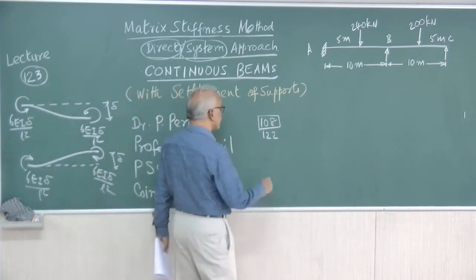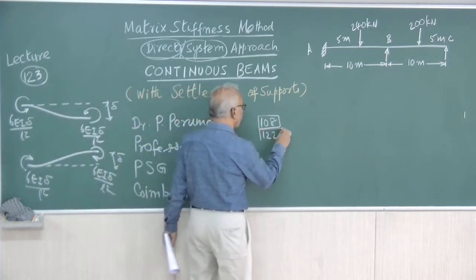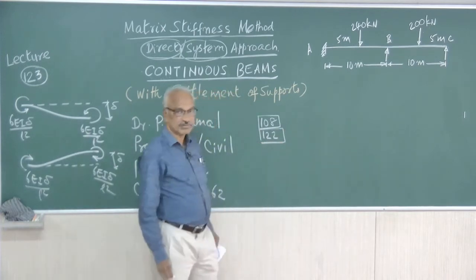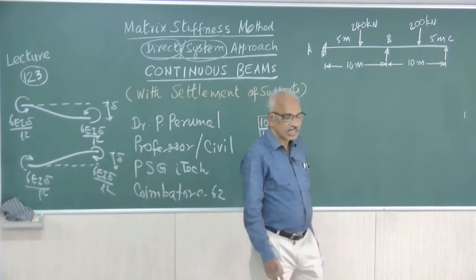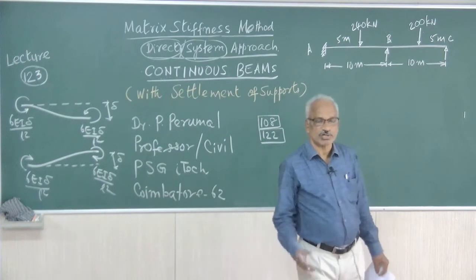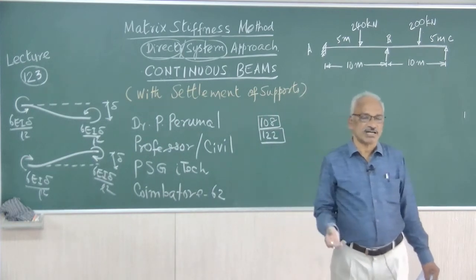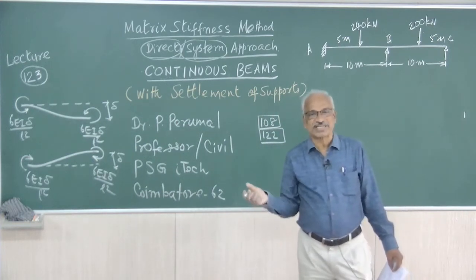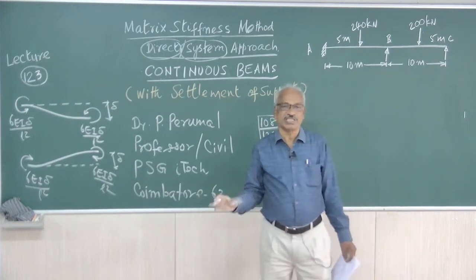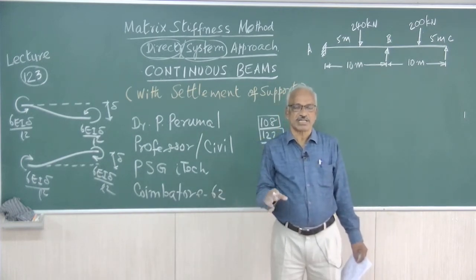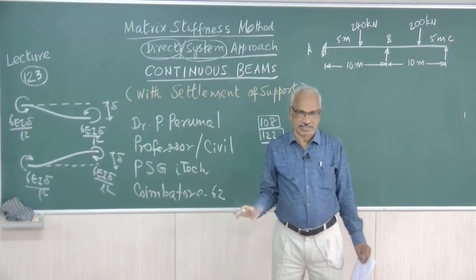Then in lecture number 122, we took a two span continuous beam, one span subjected to a central concentrated load and one span subjected to a uniformly distributed load. That we analyzed and got the bending moment diagram.